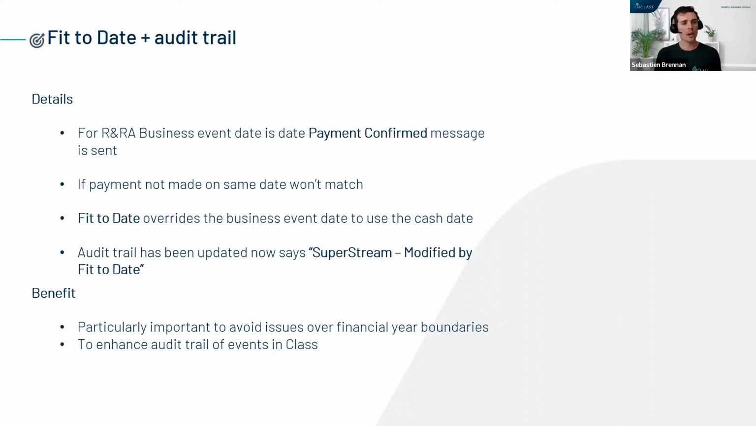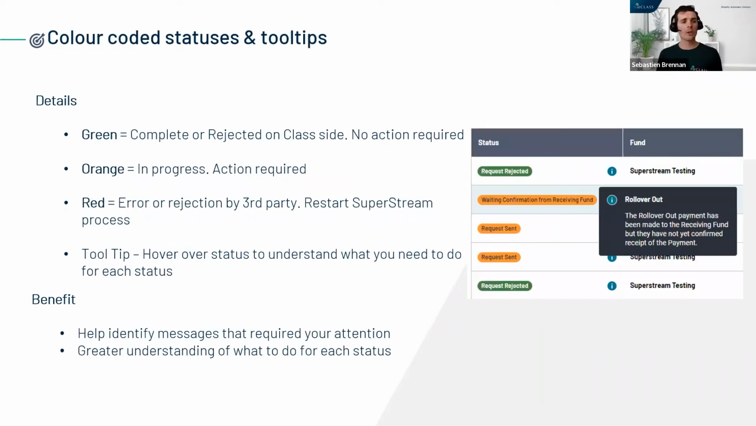In terms of the audit trail, I mentioned we made a change in the last release. What it will say now is that the business event was created by SuperStream, but it was modified by fit to date. Previously it was showing any of those modified events as the user's email. Now it says SuperStream, but modified fit to date. The benefits here are to enhance the audit trail, and as I mentioned before, to avoid issues, particularly around that financial year end boundary.